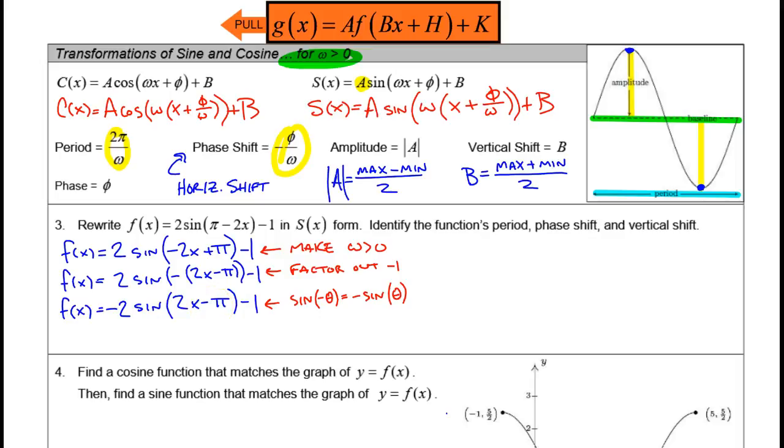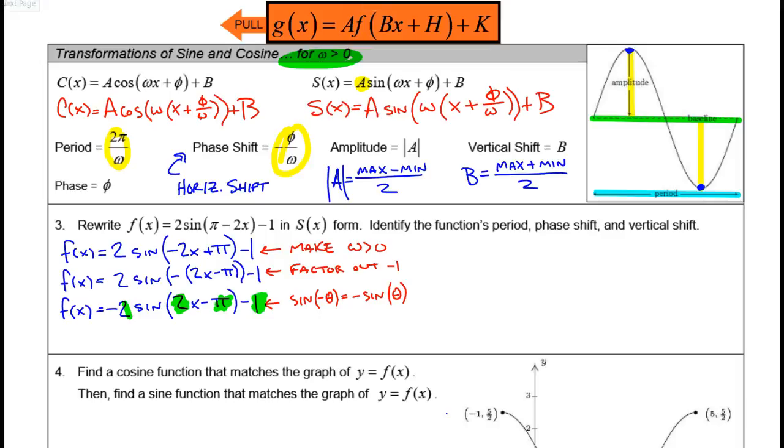Let's take a look at each of these components. My amplitude is 2. My omega is 2. My phase, or phi, is pi. And my b, my vertical offset or vertical shift, is negative 1. Notice that the amplitude is 2, and there's a negative sign out in front of that. That indicates a reflection across the x-axis, but we weren't asked to graph this one, so we don't need to worry about that.